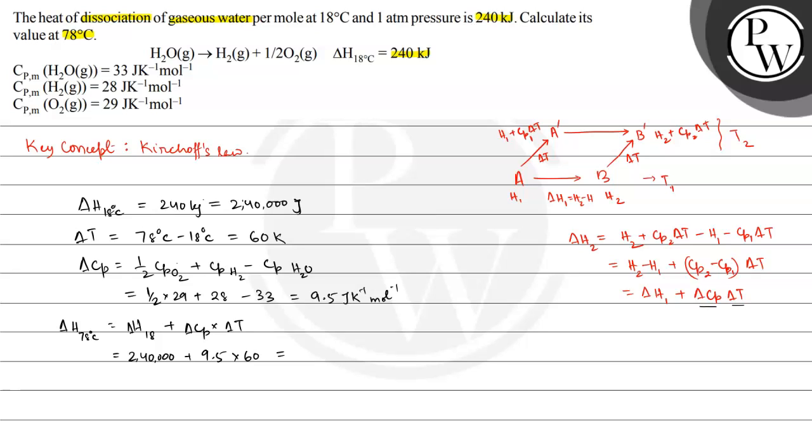So in total this is equal to 240,570 joules, or we can write it like this, 240.57 kilojoules. So this is the enthalpy change at 78 degrees Celsius. This is the required answer, and I hope you understood the concept well.